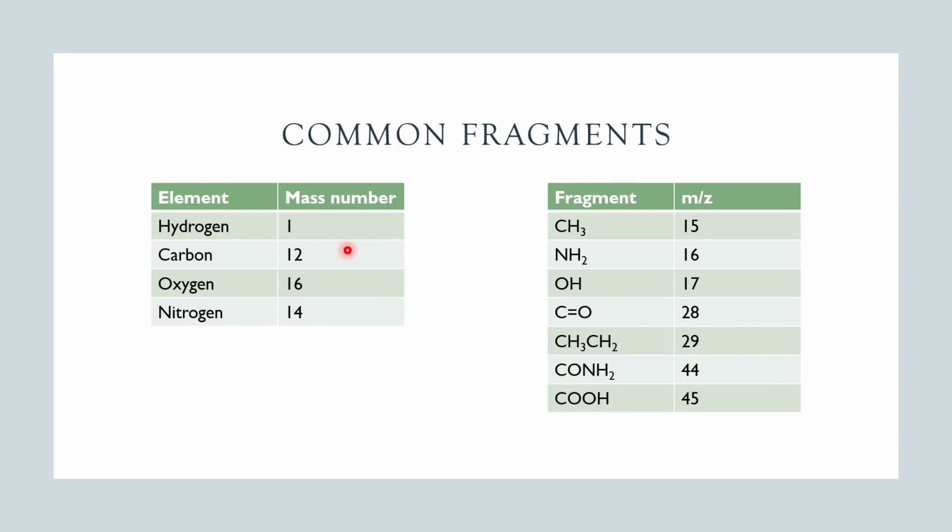So hydrogen always has a mass of 1, carbon has a mass of 12, oxygen 16, nitrogen 14. We also talked about chlorine and bromine isotopes as well. They could be considered too. For the fragments themselves, CH3 groups have a mass of 15. If you have an amine group, a primary amine group in particular, 16 is its mass. Hydroxyl groups are 17, carbonyl groups are 28. If we have a CH3 and a CH2, they're 29. Amide groups are 44, and carboxylic acid groups are 45. These might be things to look out for in particular when analyzing mass spectra.